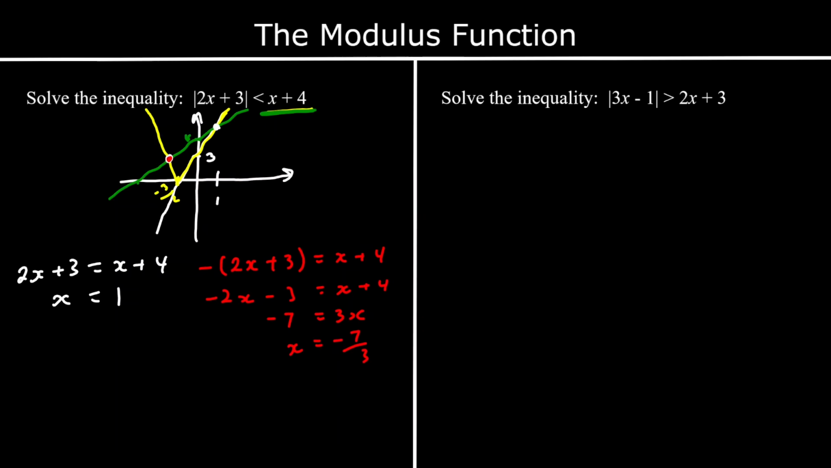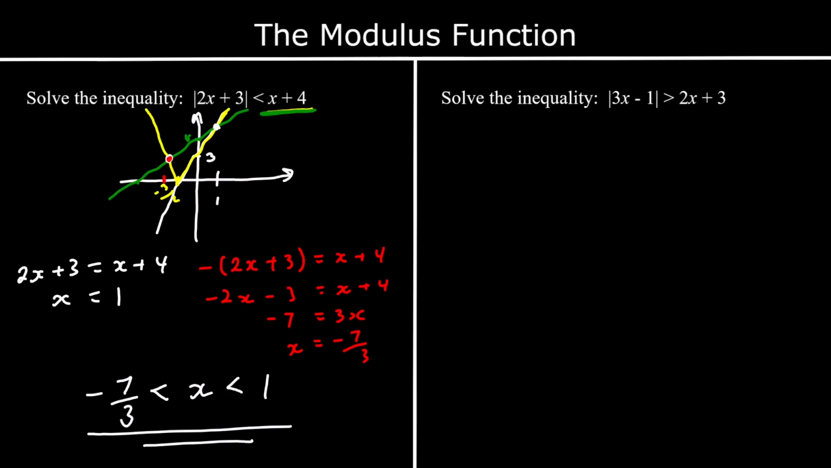So this point here is at -7 over 3. So where is the green line bigger? In between these two answers. So in between -7 over 3 and 1. One for you to try. Pause the video, give it a go.